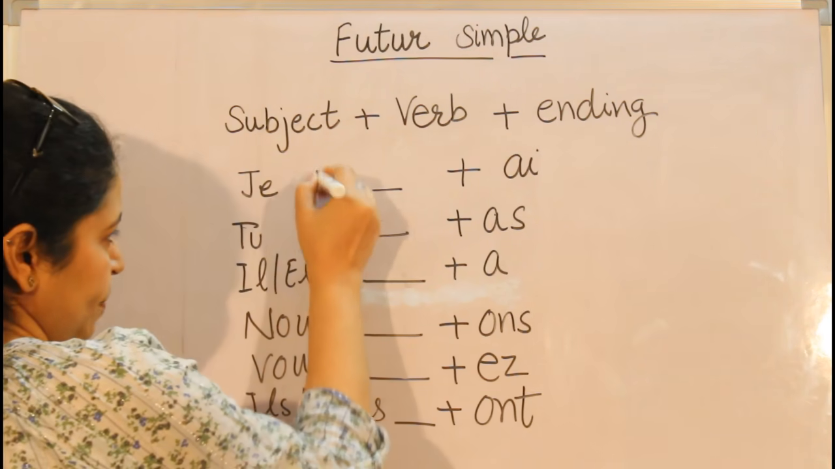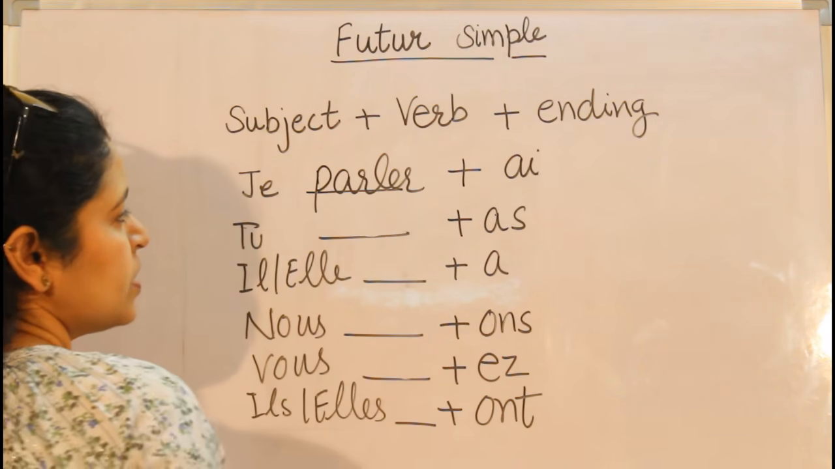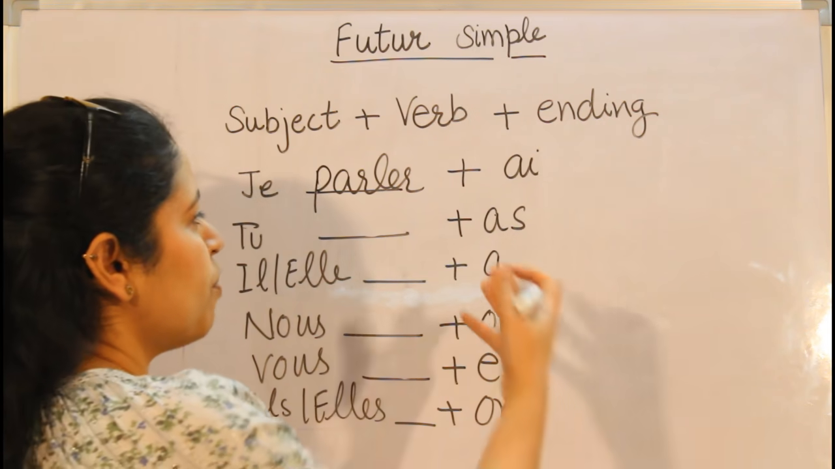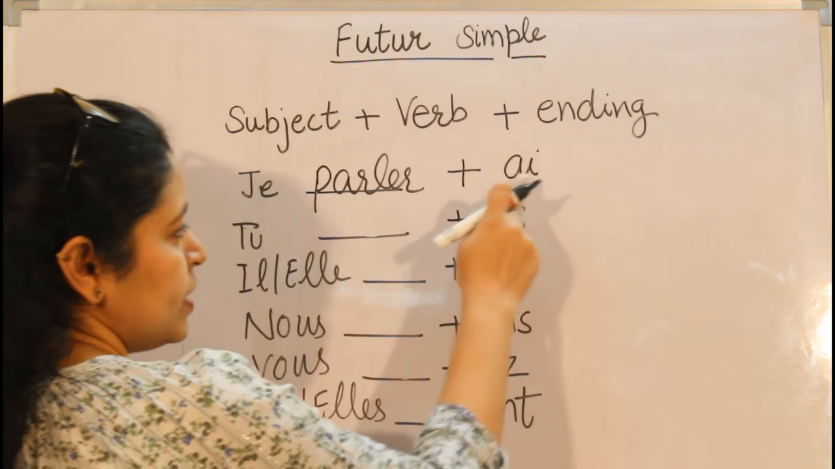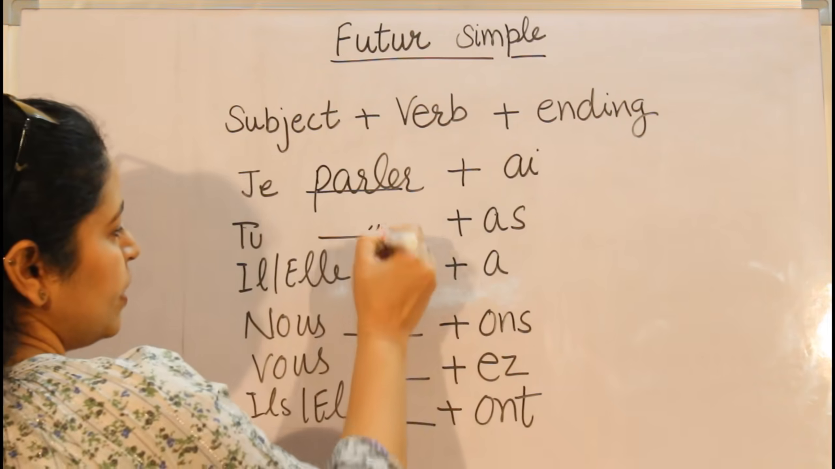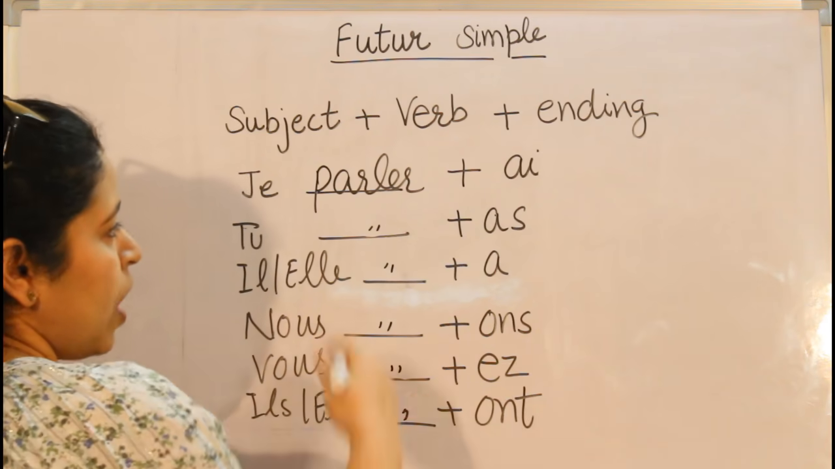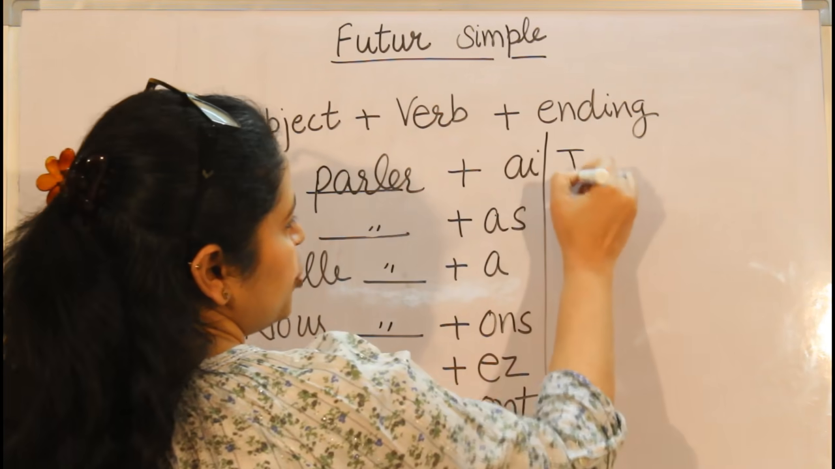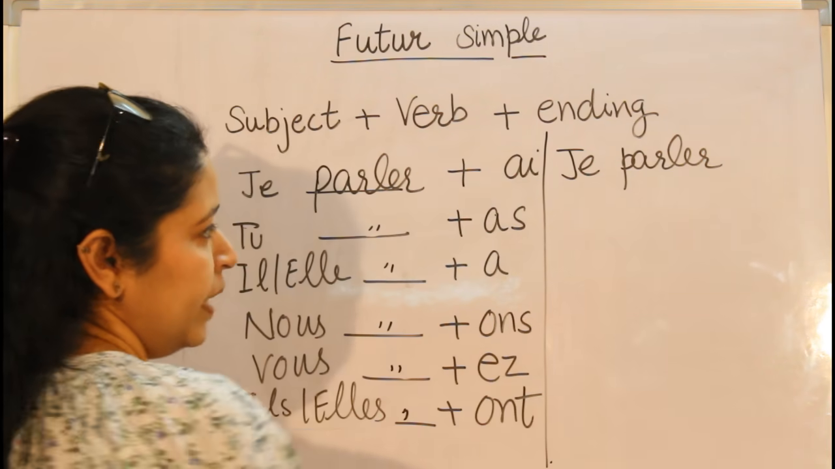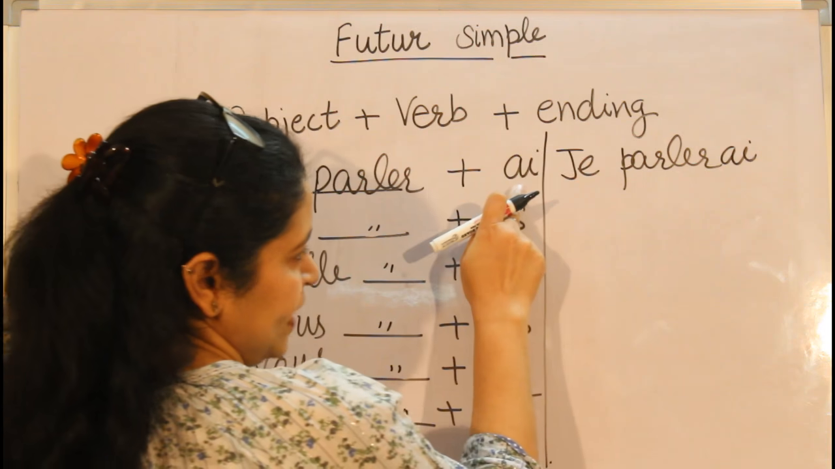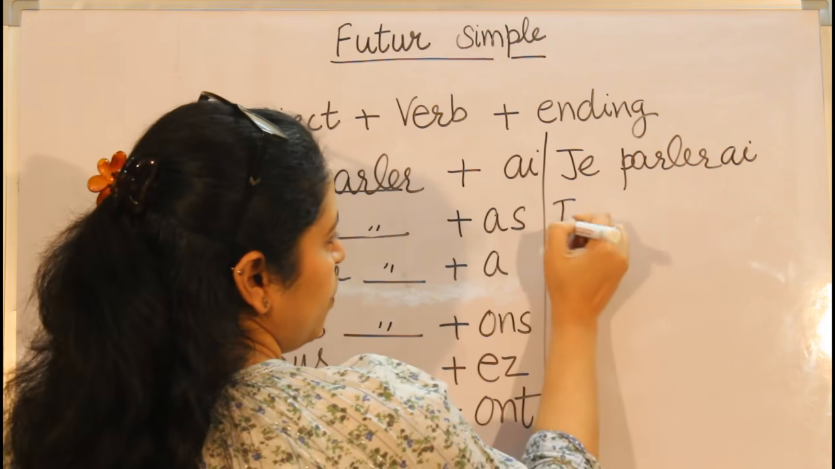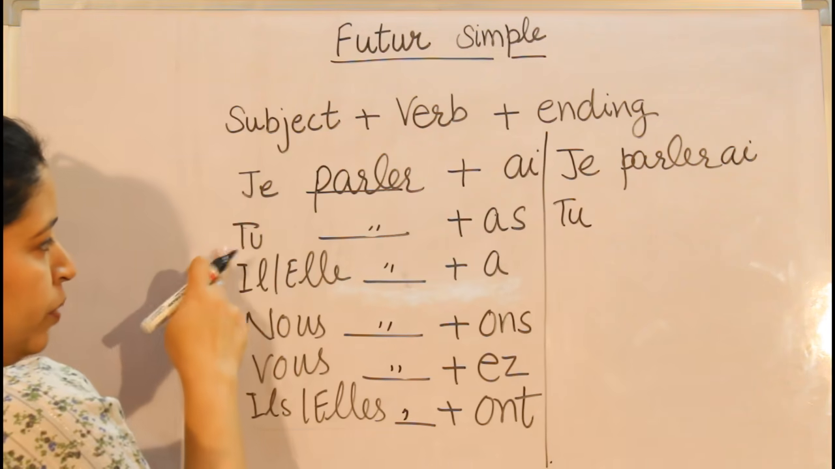Let's take one example. Suppose I take the verb parler. This is the complete ER ending verb, or you can say the infinitive form of parler. I have just added AI with this. How will it be written? We are going to do the same with the other pronouns as well. I will write the complete verb, the infinitive form of parler. Now I will add this ending, AI. Now how will it be read? Je parlerai.